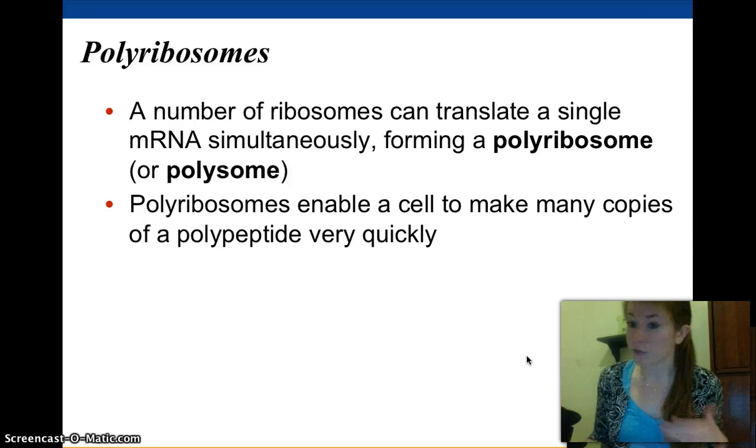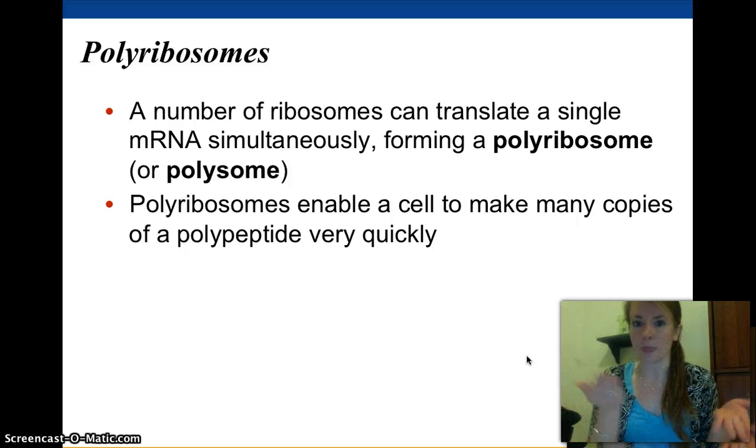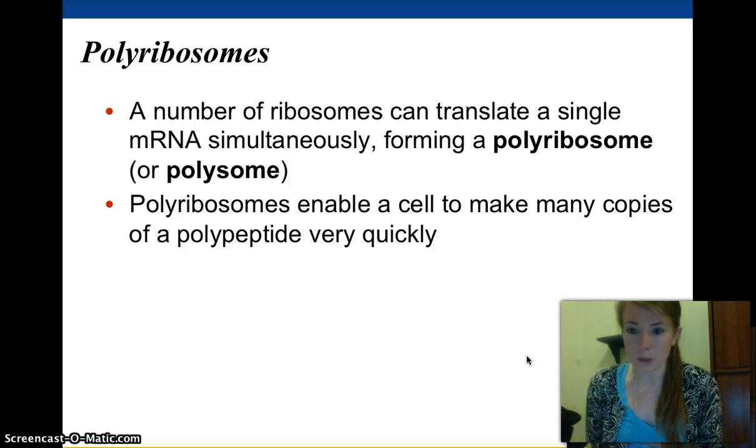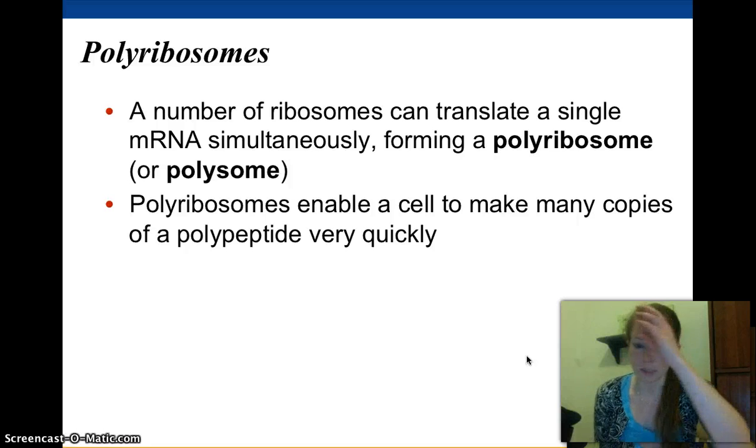This helps make a lot of gene product in a short amount of time. That's how your body can so quickly make proteins, because of this multiple ribosome mRNA complex called polyribosomes. So poly means many, ribosomes are ribosomes. So polyribosomes are many ribosomes attached to the same mRNA making the same polypeptide simultaneously.